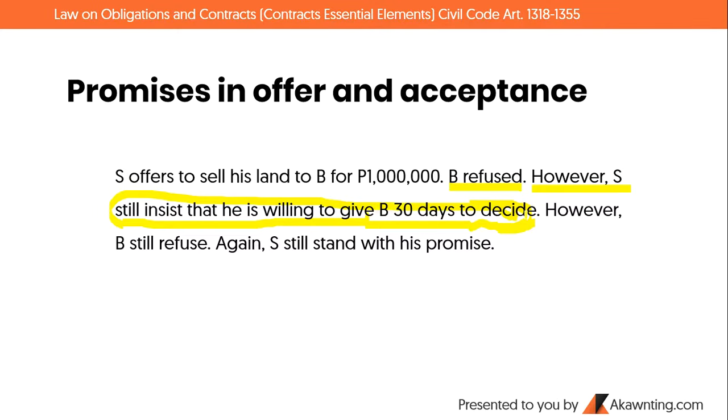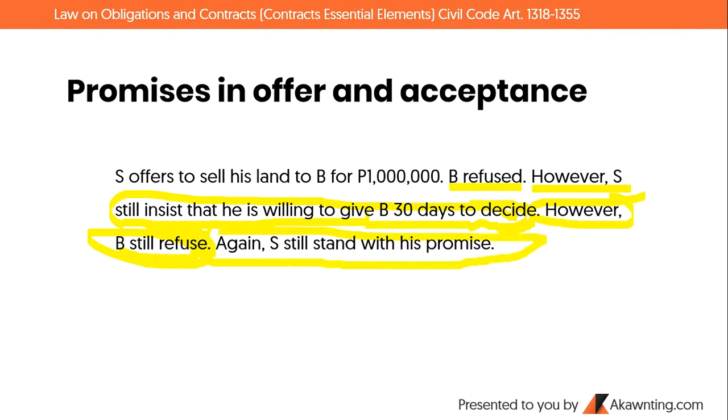Sinabi niya, bibigyan niya pa rin ng, tawag dito, promise. Parang nag-promise pa rin siya na willing pa rin siyang bigyan si B ng 30 days at ready pa siyang ibenta yung land na yun for 1 million kay B if in case nagbago yung isip niya. However, anong nangyari? Si B, kahit na, ayaw ko. Hindi ko talaga bibilin yan, sabi niya. Okay? Pero, again, si S, okay lang.